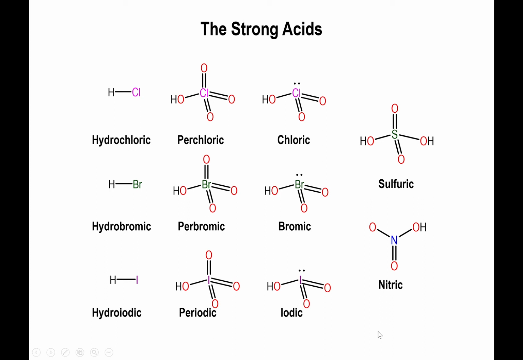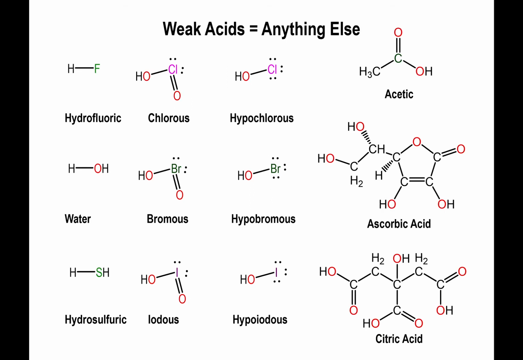If you remember these acids as being strong acids, then by default, anything else that I give you that can be an acid is going to be considered a weak acid. So hydrofluoric acid, bromous acid, hypobromous acid, hydrosulfuric acid, any other acid, even citric acid, ascorbic acid, acetic acid, everything else that is not part of the 11 acids that I told you to memorize will be considered a weak acid.